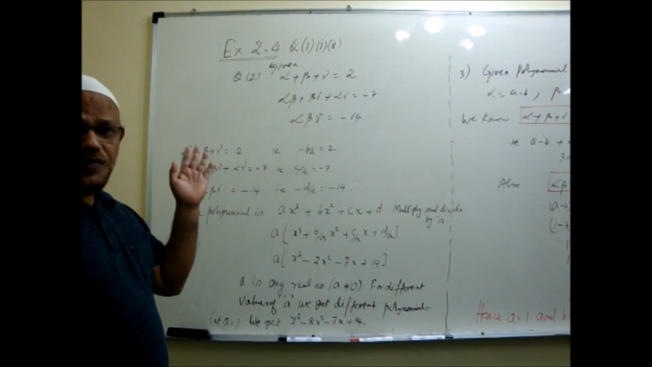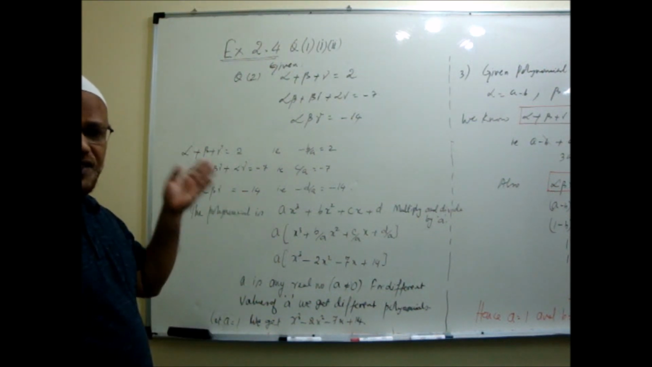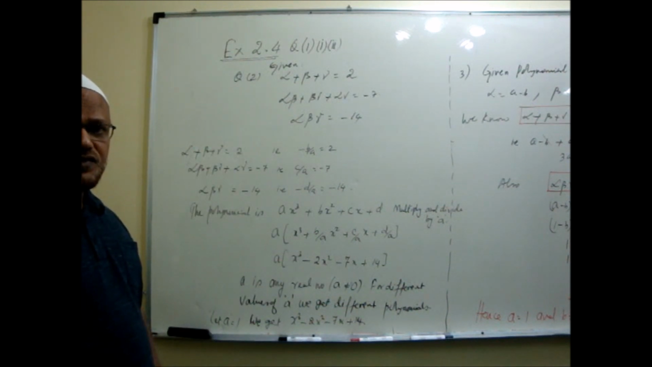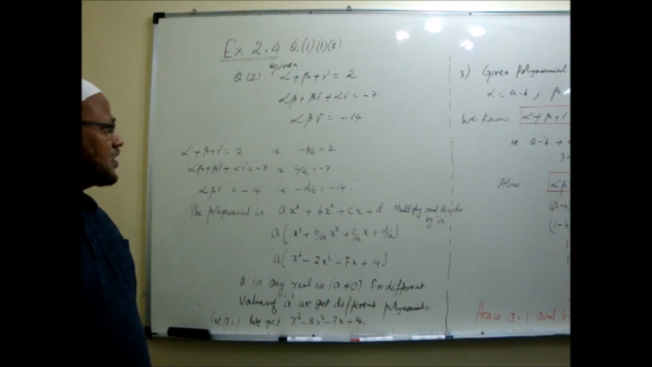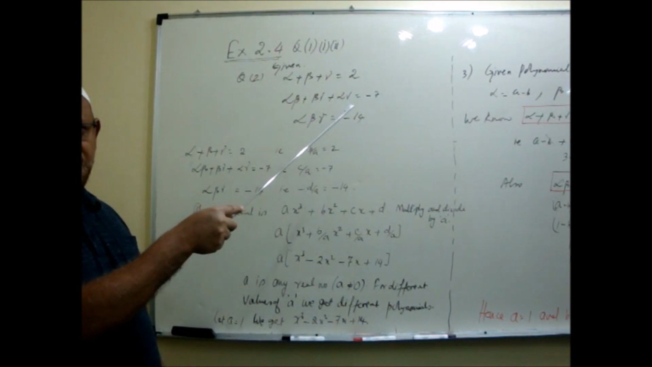And the product of zeros, alpha into beta into gamma. Is this coming as minus b by a, c by a, and minus d by a? This is what we have to check. Okay. Here is question number 2. I have not written the question. You can read the question from a book.